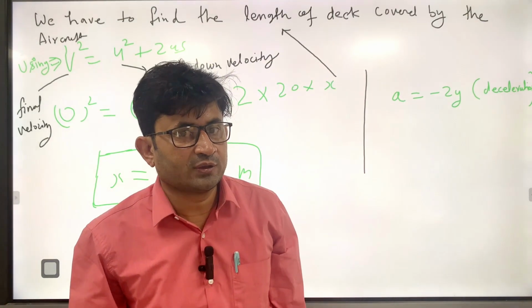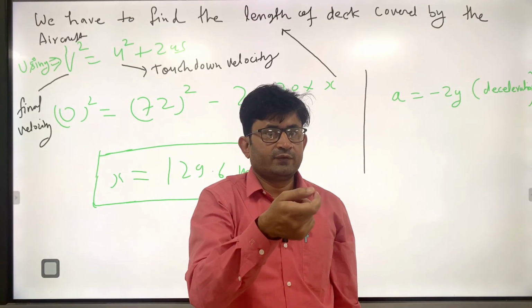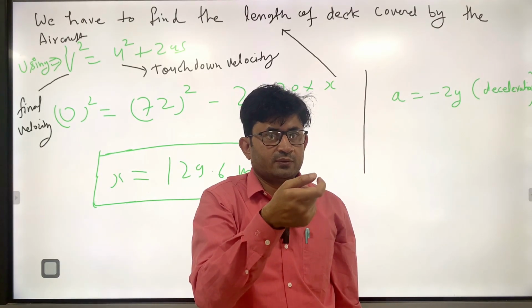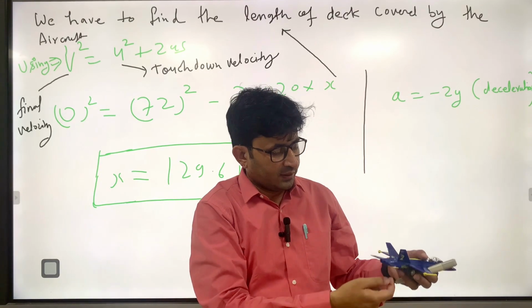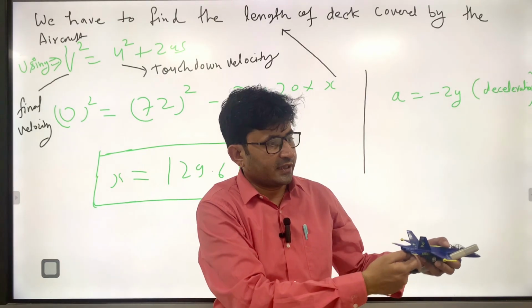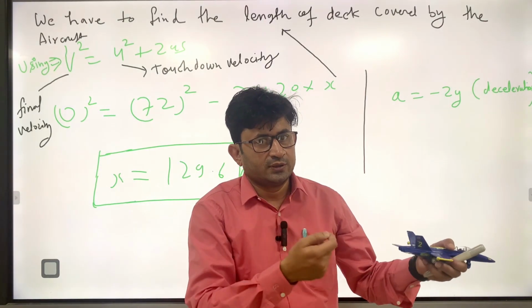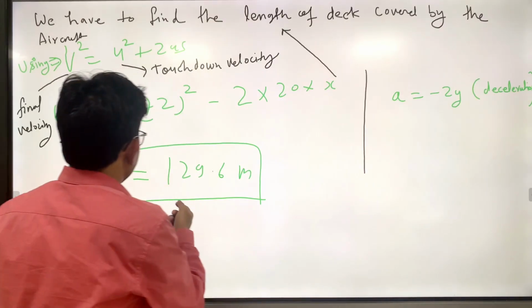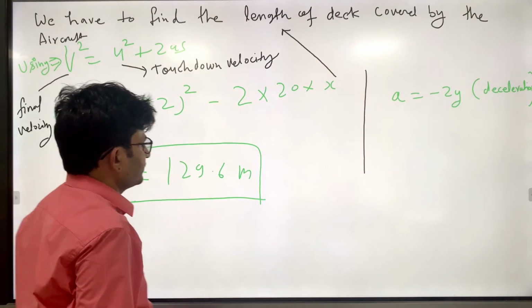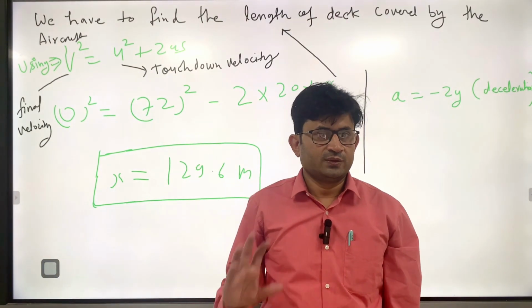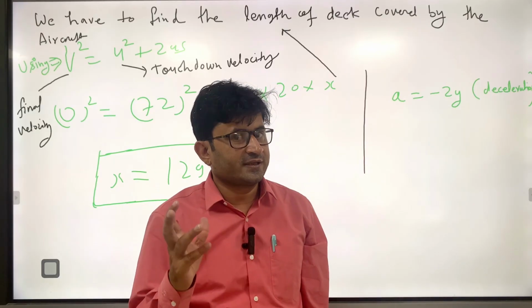And because of what? Because of that hook which you are fitting with the cable, and try to resist the aircraft motion. That is how you reduce this distance to 129.6 meter. So in this case there will be a large amount of inertial load.